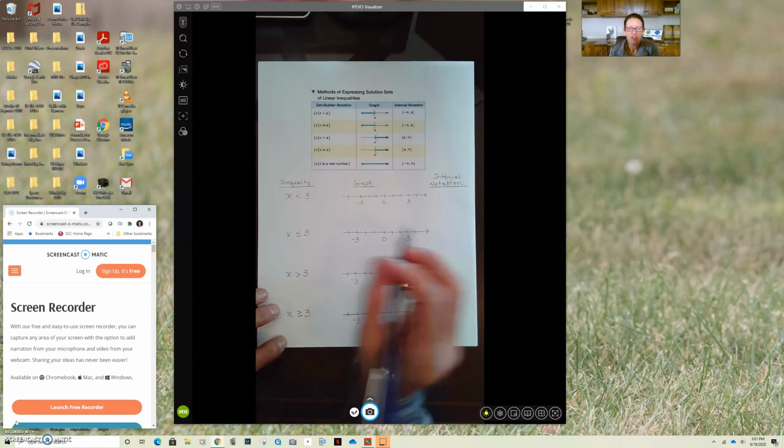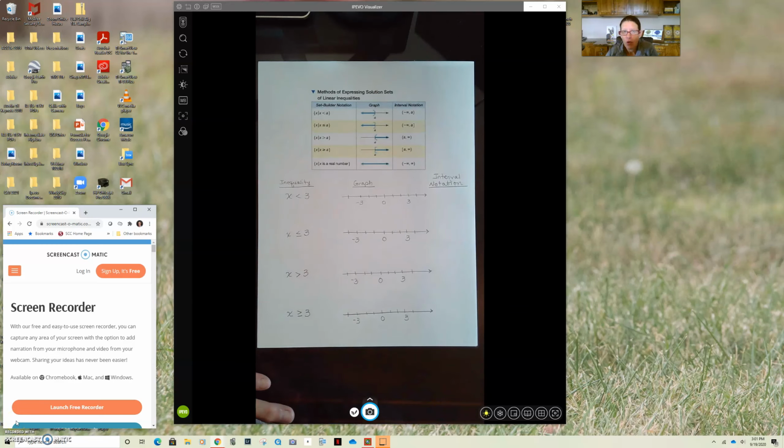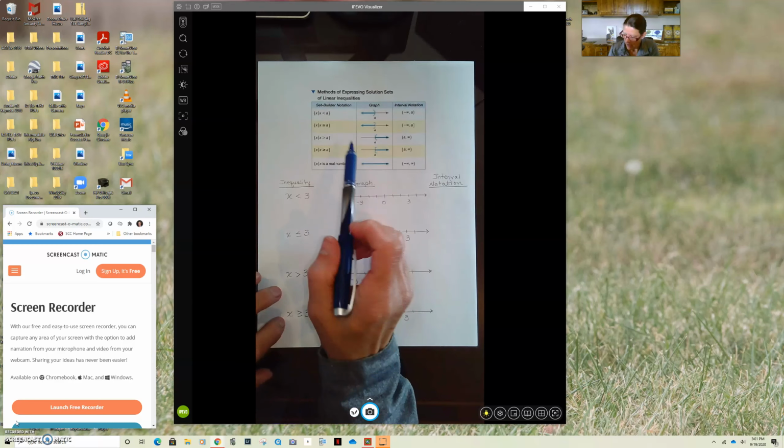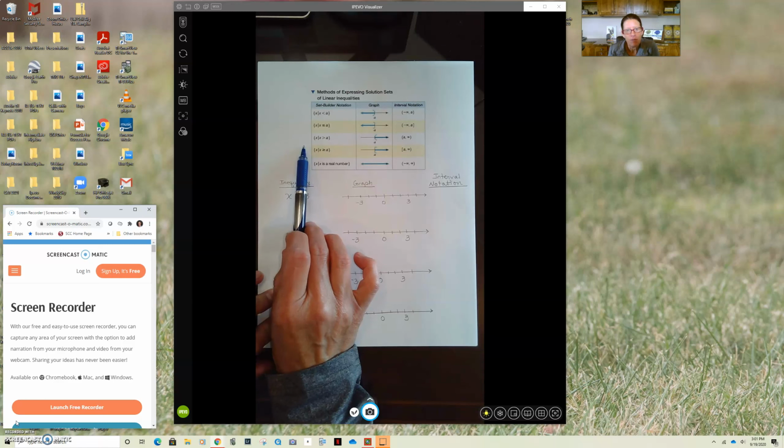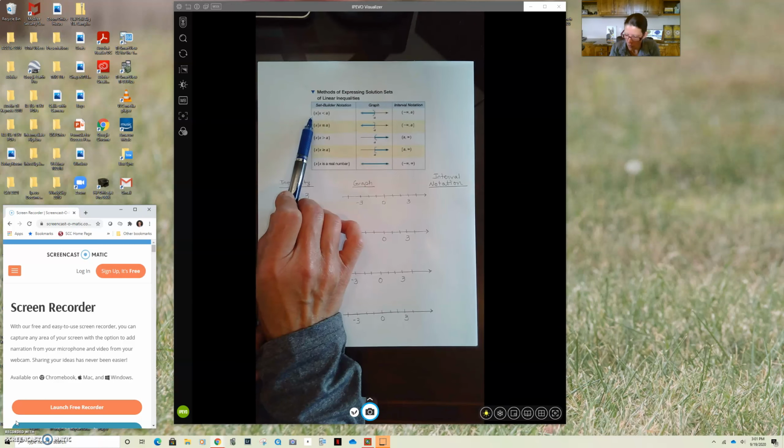Hi, Callie Daniels here. Let's talk about inequalities, graphs, and related interval notation. I've copied a table from your textbook from section 2.9 Inequalities, and we'll just walk through these.